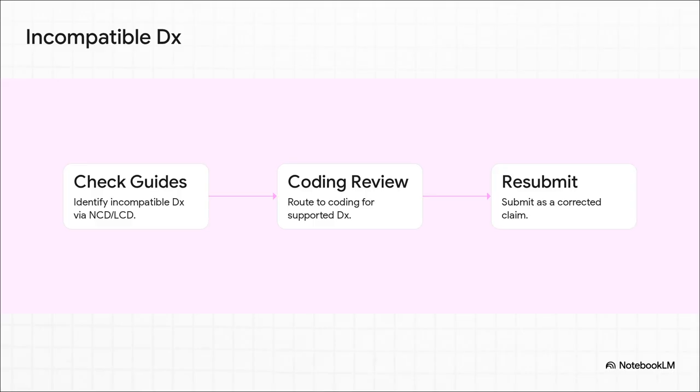Now for Scenario 2, an incompatible diagnosis code. Here, you'll want to refer to the NCD or LCD lookup tool. If you see an incompatibility, your next step is to collaborate with your coding team. Seriously, never guess on this. You route the account to coding review to see if the clinical notes support assigning a different diagnosis code. Once they provide the correct details, you just resubmit to the clearinghouse as a corrected claim.